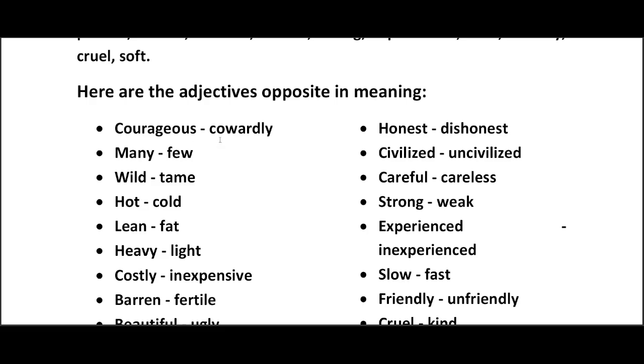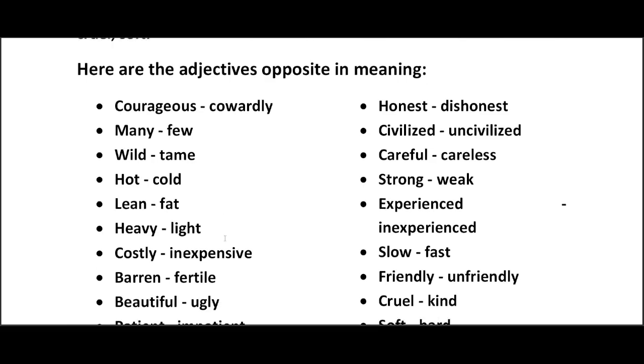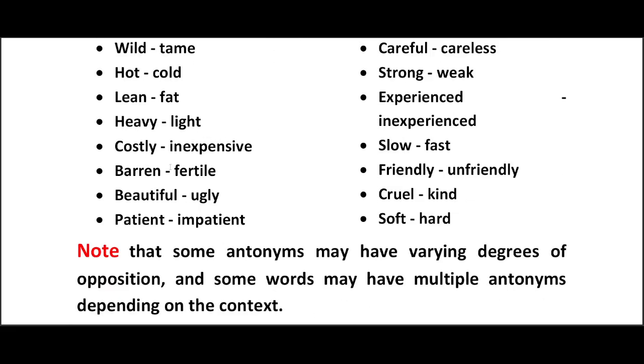Courageous, its antonym is cowardly, and both of these are adjectives. Many is an adjective, its opposite is few, it's also an adjective. Wild, its antonym is tame. Hot, cold, both of them are adjectives. Lean, fat, heavy, light, costly, inexpensive, both of these are adjectives and they are antonymous to each other.